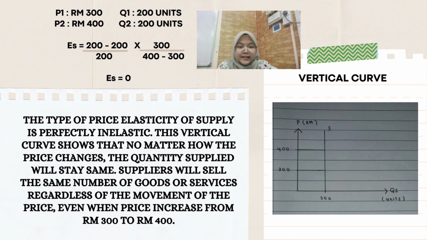The type of price elasticity of supply is perfectly inelastic. This vertical curve shows that no matter how the price changes, the quantity supplied will still stay the same. Suppliers will sell the same number of goods or services regardless of the movement of the price, even when the price increased from 300 ringgit to 400 ringgit. For example, land or paintings from deceased artists.